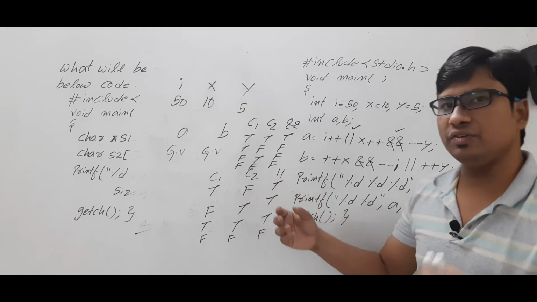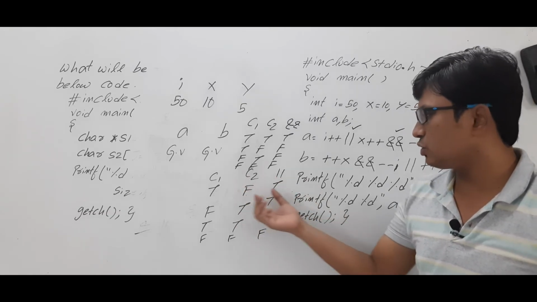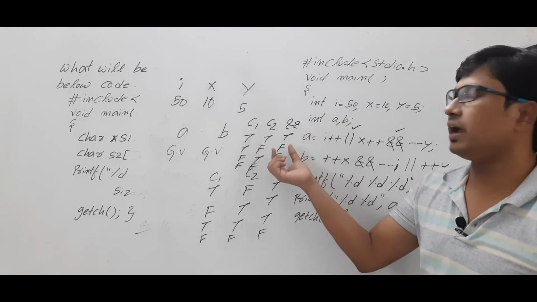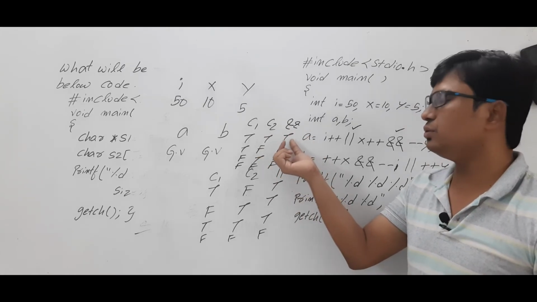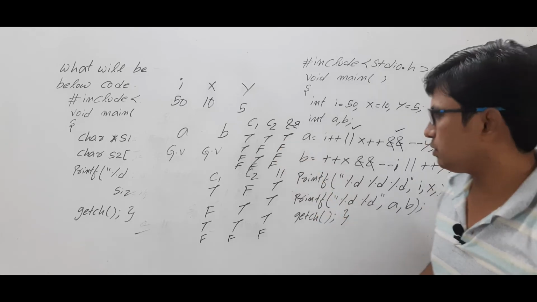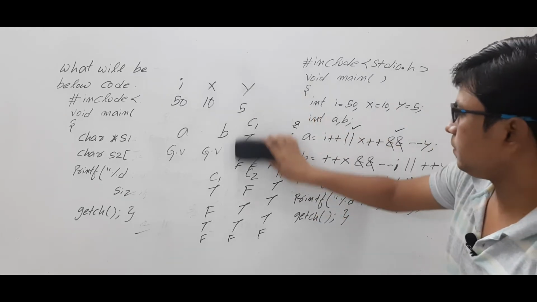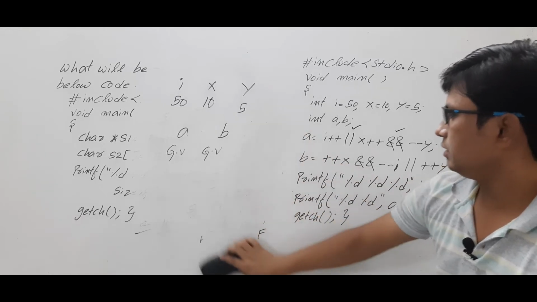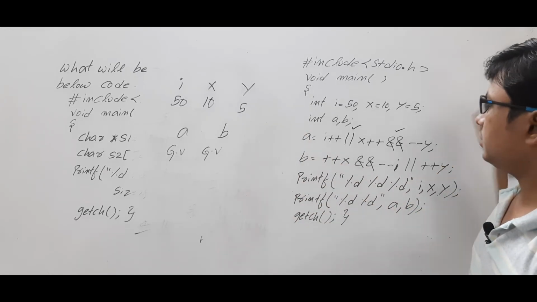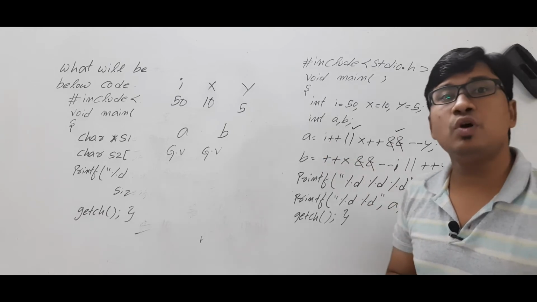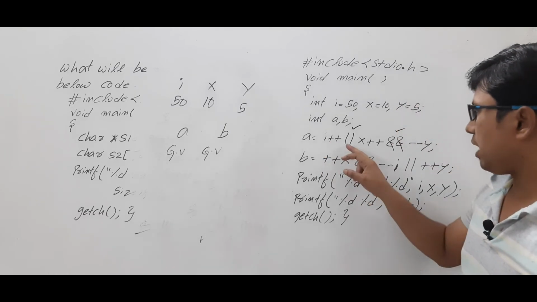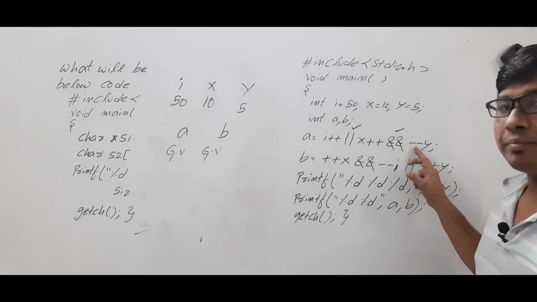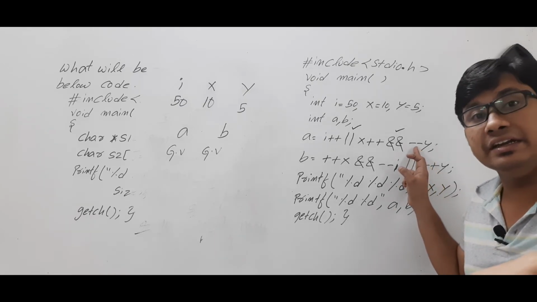Logical or says if any one of the conditions is true, the logical or will give you the output as true. Whereas logical and, if both the conditions are true, then only logical and will be true. Is it clear? Now let me discuss the next point. Look here, you have I plus plus, which is a post increment. You have a logical or x plus plus, it is a post increment. You have minus minus y, it is a pre-decrement.